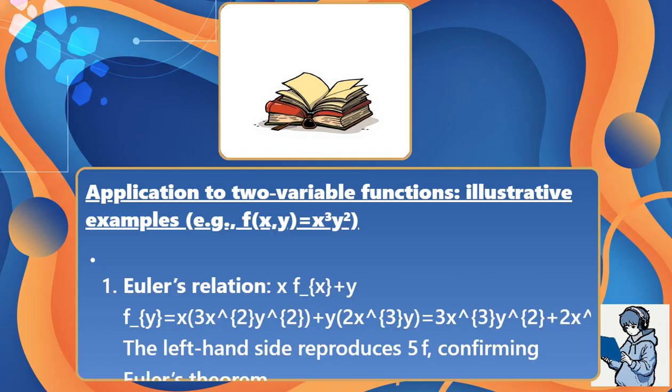Euler's relation: x f_x + y f_y = x · 3x²y² + y · 2x³y = 3x³y² + 2x³y² = 5x³y² = 5f(x, y). The left-hand side reproduces 5f, confirming Euler's theorem.